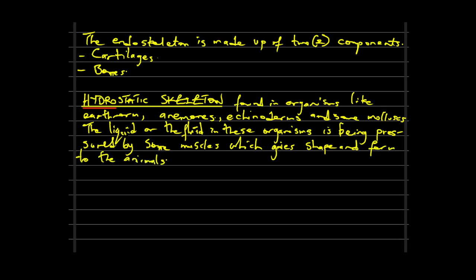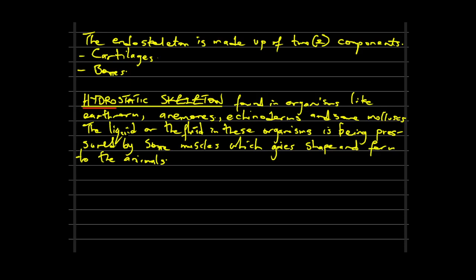So the function of this particular muscle is to provide a particular pressure upon the fluid that is found in that organism. Enforcing that pressure on the fluid is what makes it possible for that organism to have its shape and its form. And that is what we see in the worms, the echinoderms, some mollusks, and the rest of those.